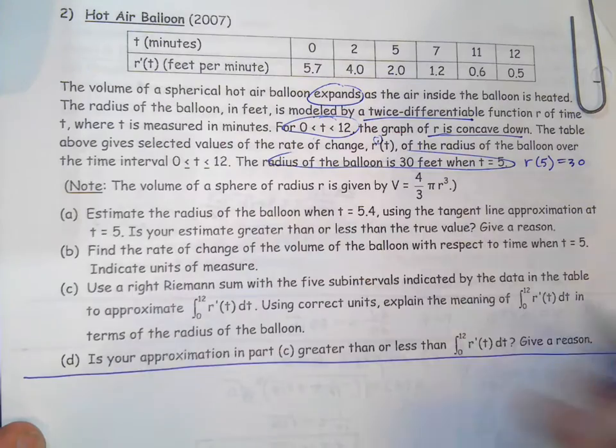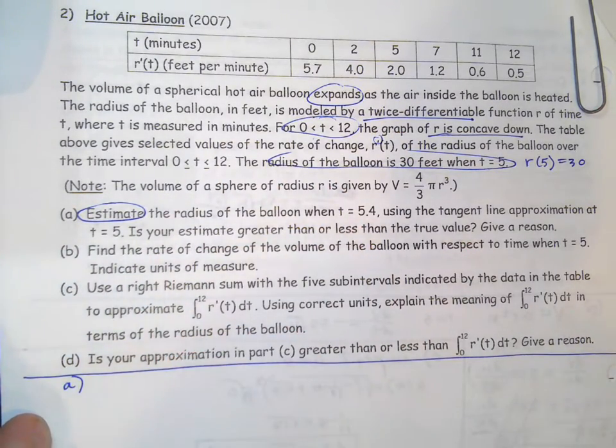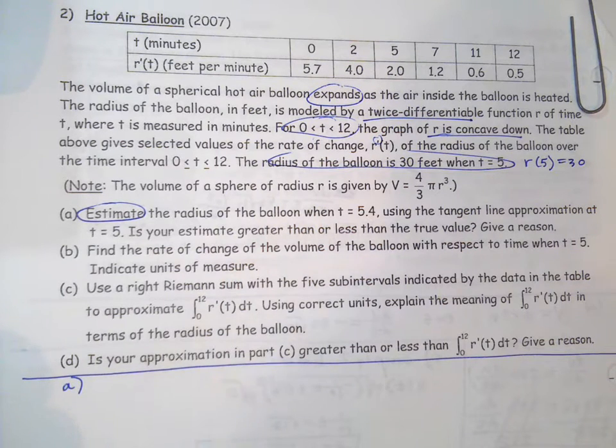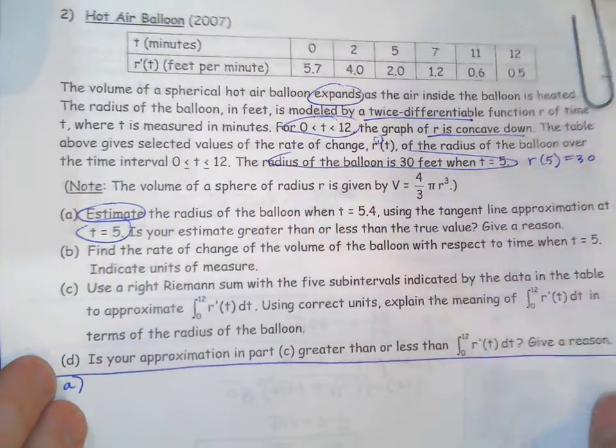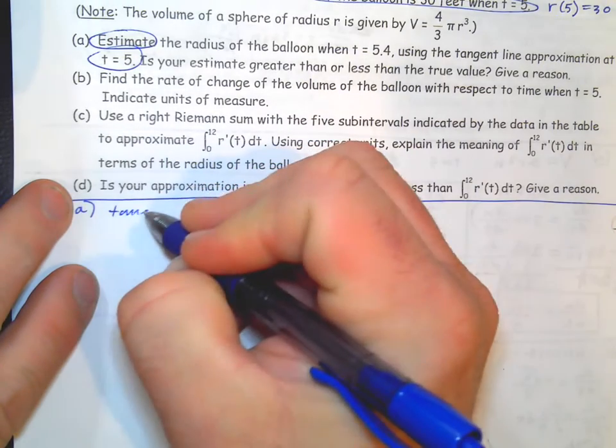A, no surprise, estimate the radius of the balloon when t equals 5.4 using the tangent line approximation at t equals 5. Is your estimate greater than or less than the true value? Give a reason. So often when we estimate, we're asked to decide if it's more than it should be or less than it should be, and there's different ways to decide that. So we need a tangent line approximation at 5. We've got to come up with the equation of a tangent line at 5.